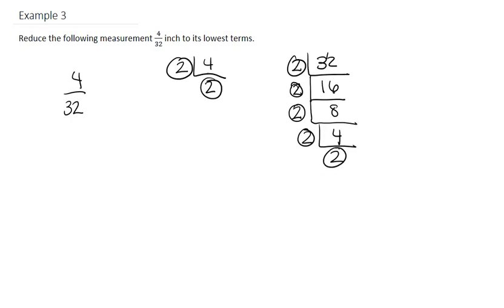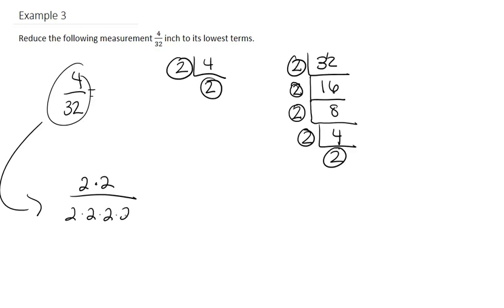Then 4 is just 2 times 2. So if we were to rewrite this fraction, we would write 2 times 2, and then on the bottom we have 2 times 2 times 2 times 2 times 2. So we have 5 2's, and then 2 2's on the top. Then next we'll just divide out the common factors. So we have a 2 here and a 2 here. So that crosses out. Then we have a 2 here and a 2 here.